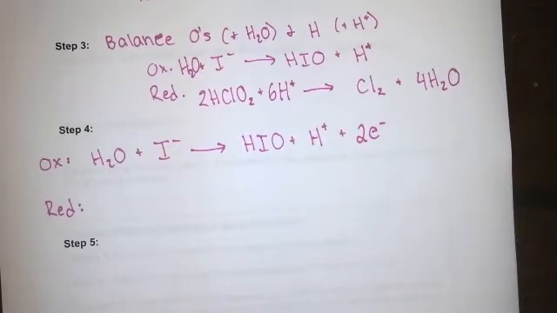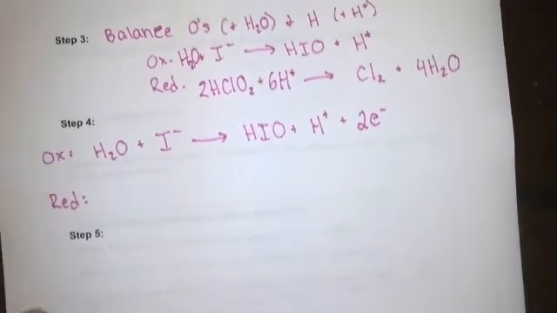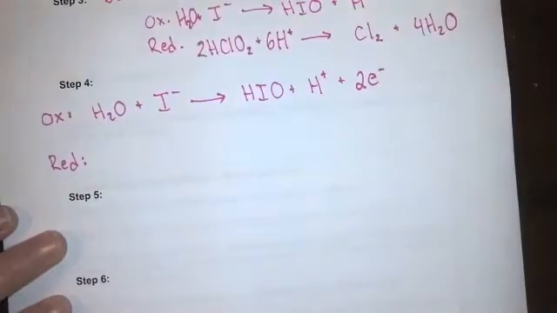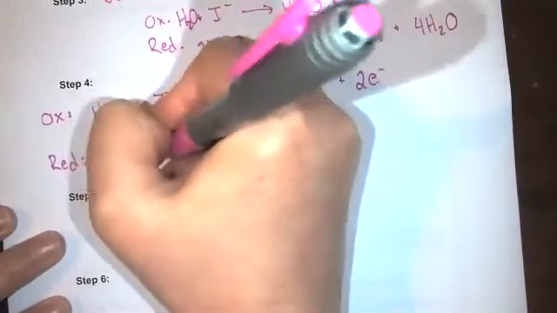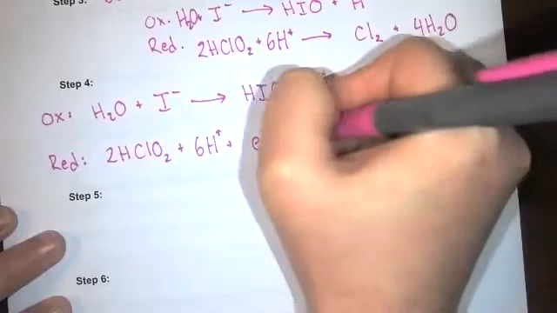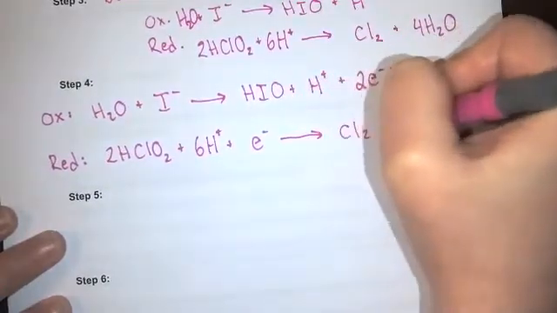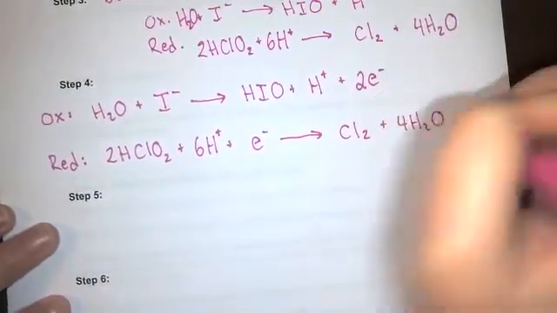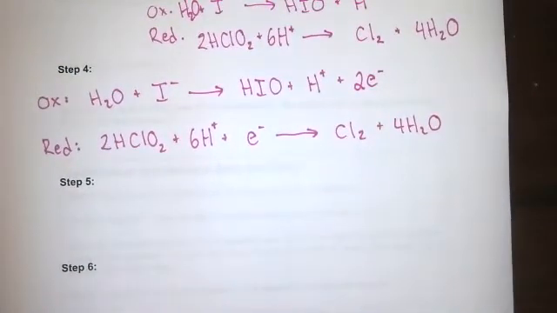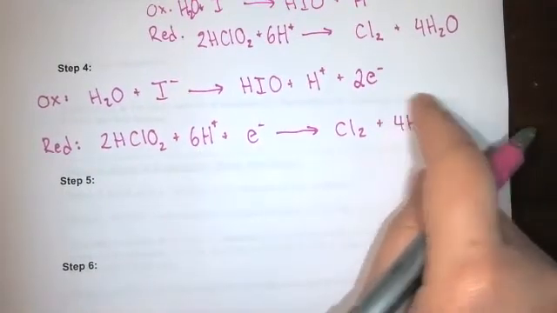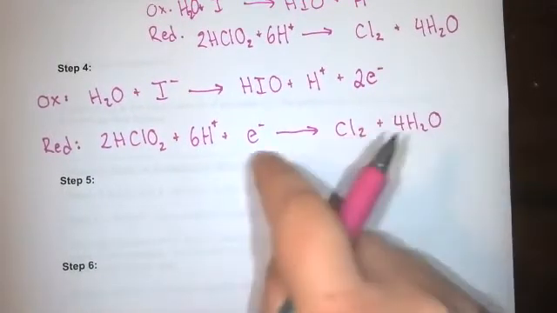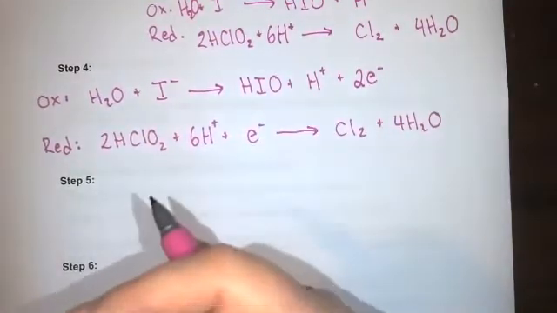Now for reduction, I know reduction is a gaining of electrons, so I am going to leave room for some electrons on my reactant side. Now, in order to balance this out, I noticed that right now I have +6 on my reactant side, but a total of 0 on my product side. So in order to get this side also to 0, I'm going to have to add 6 electrons.